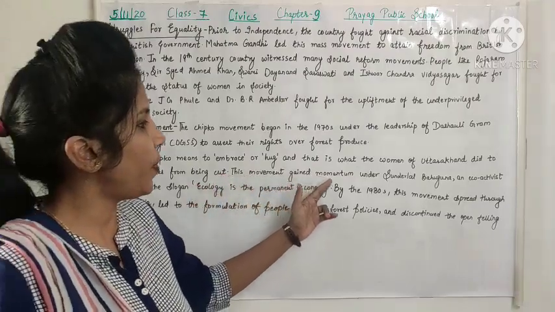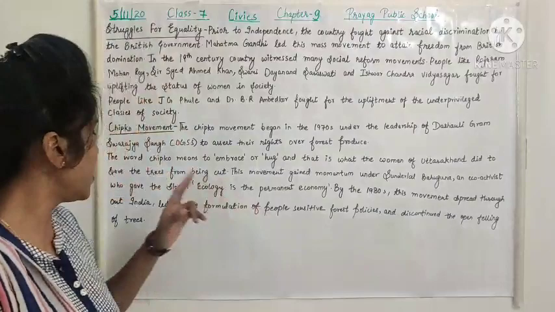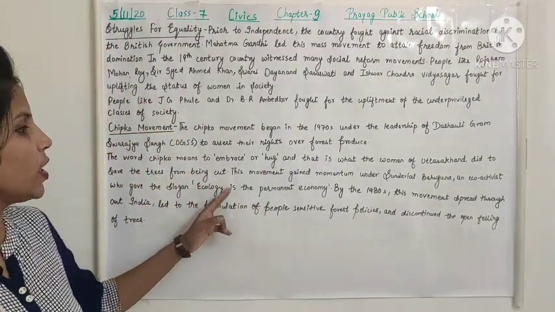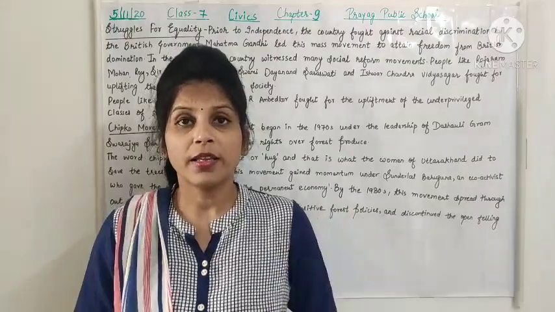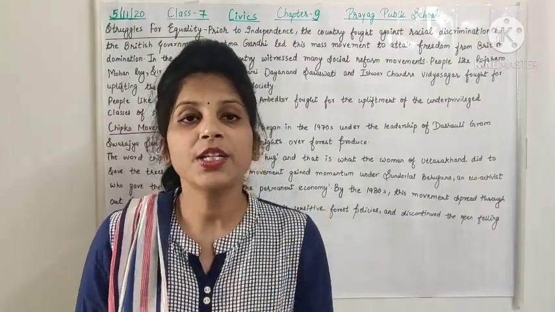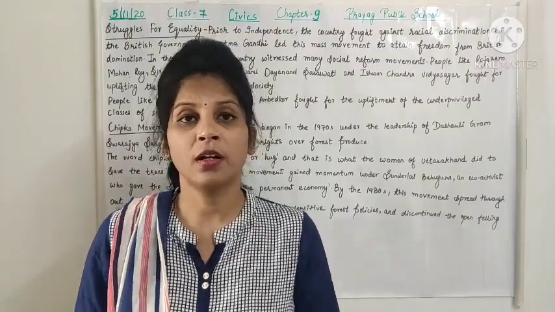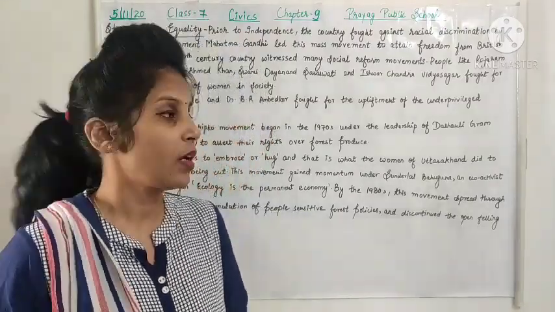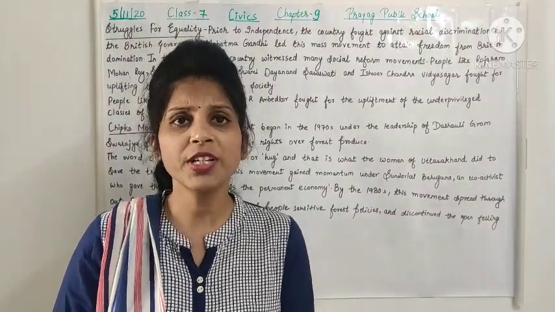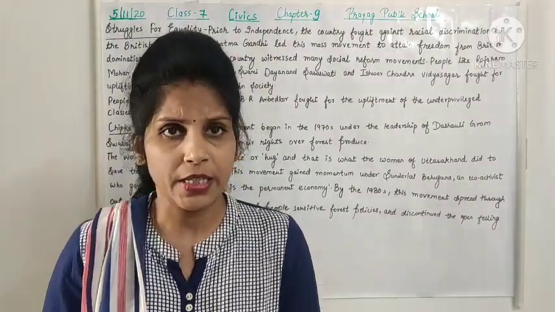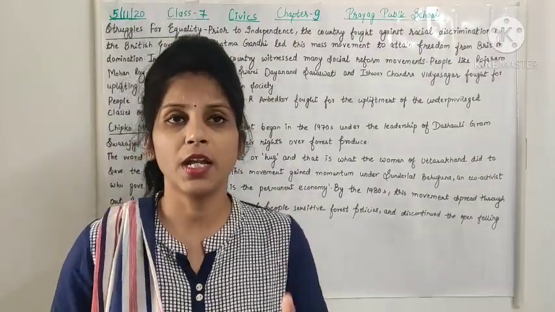This movement gained momentum under Sundarlal Bahuguna, an eco-activist who gave the slogan "Ecology is the permanent economy." और ये मूवमेंट और ज्यादा स्तर पे फैला अंडर द लीडरशिप ऑफ सुंदरलाल बहुगुणा, जो कि एक एक्टिविस्ट थे, जो इकोलॉजी को लेके काम करते थे. एंड उन्होंने स्लोगन दिया इकोलॉजी इज द परमानेंट इकोनॉमी.